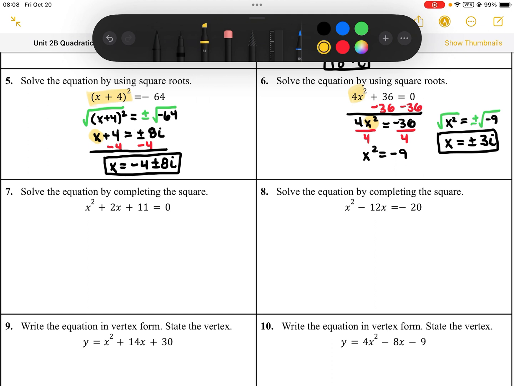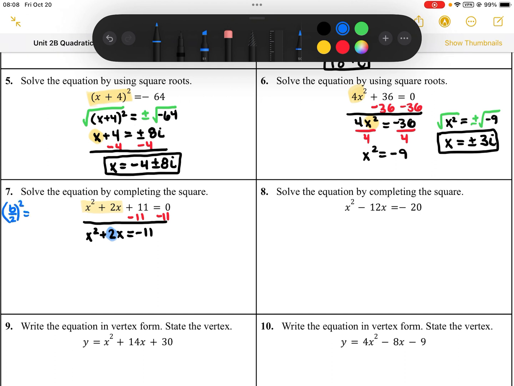So for number 7, first I'm getting my ax squared plus bx by itself. So I need to subtract 11 from both sides. So now I'm going to have x squared plus 2x equals negative 11. The left-hand side, I need to create a perfect square trinomial. So I'm going to take my b value, 2. I need to do b over 2 squared.